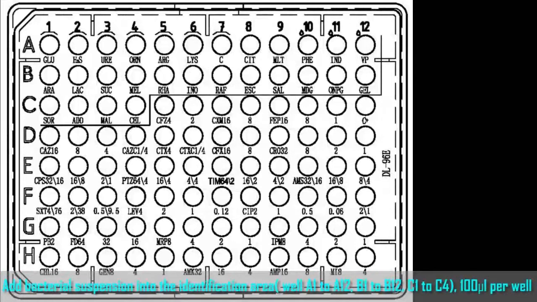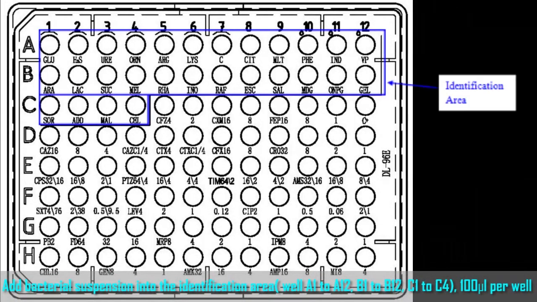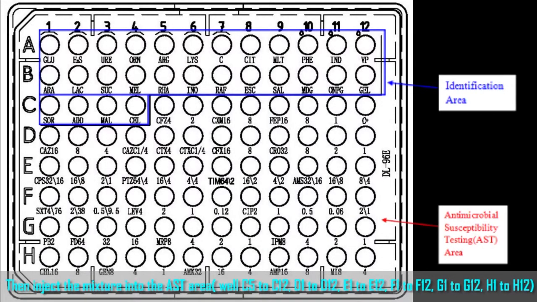Step 2. Inoculate the suspension in the test card. A. Add bacterial suspension into the identification area, 100 microliters per well. B. Add 50 microliters of bacterial suspension into broth and mix well. Then, inject the mixture into the AST area, 100 microliters per well.